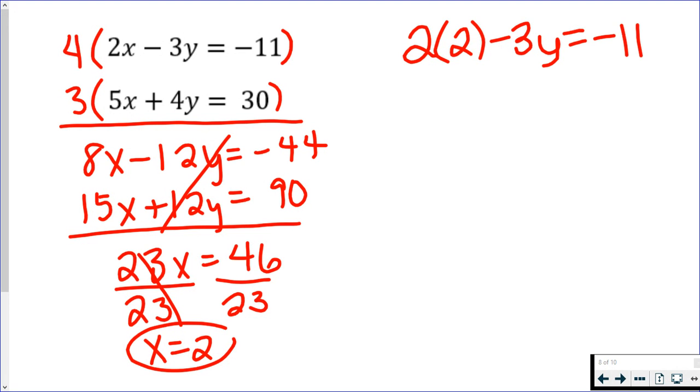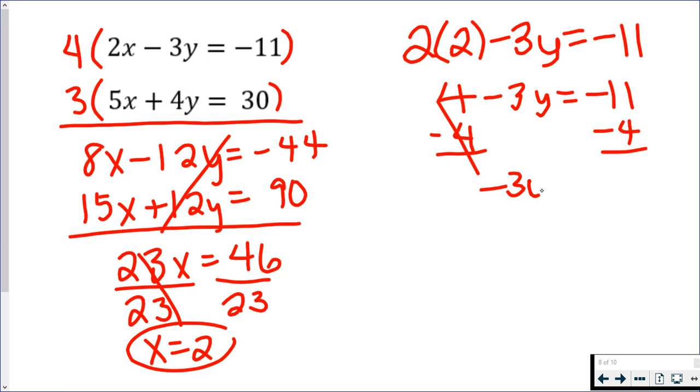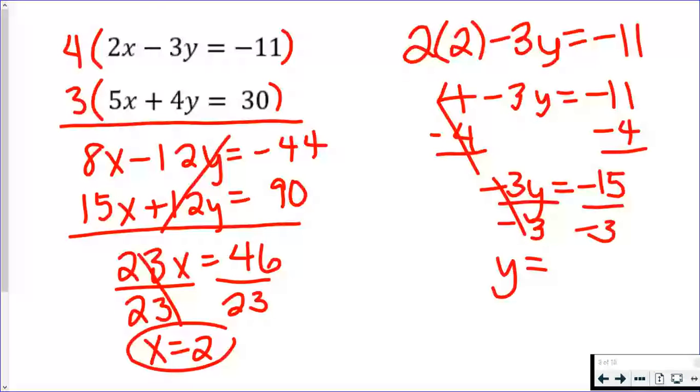So again, I'm taking that x equals 2 and I'm plugging it into that top equation. Knowing that x is 2, I can replace the x with 2, and then I can solve for y. So we do 2 times 2, and then I'm going to subtract that 4. That would give me -3y equals -15. Dividing by -3 gives me a y value of +5.